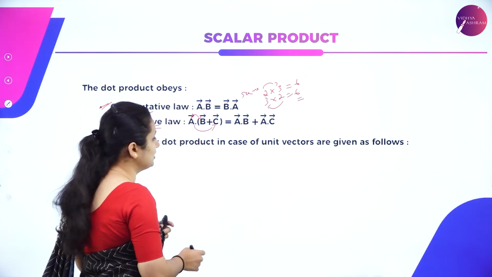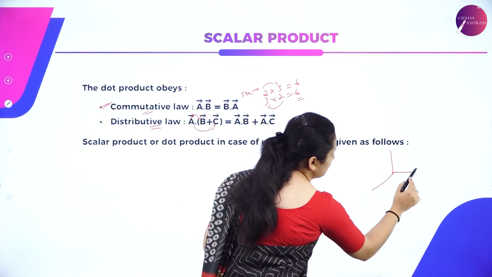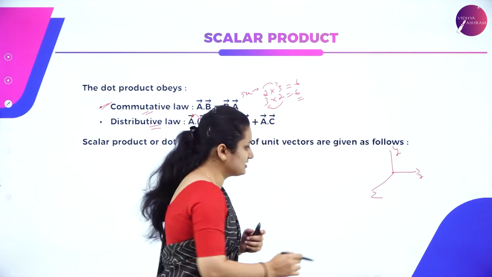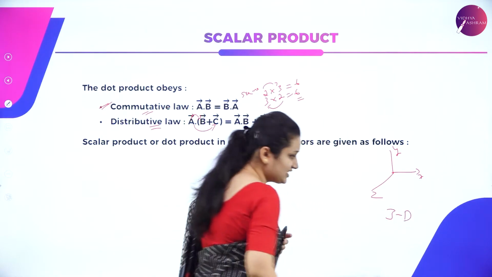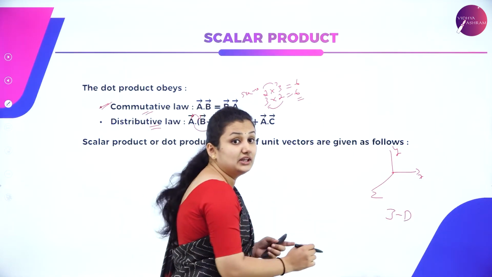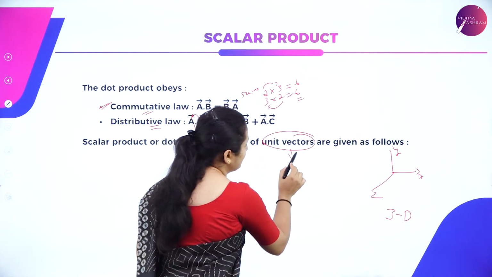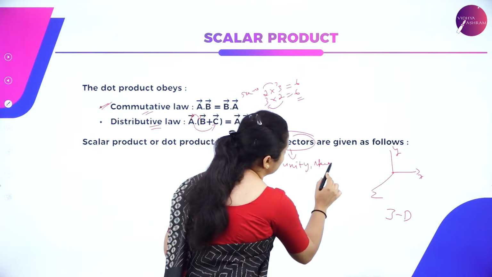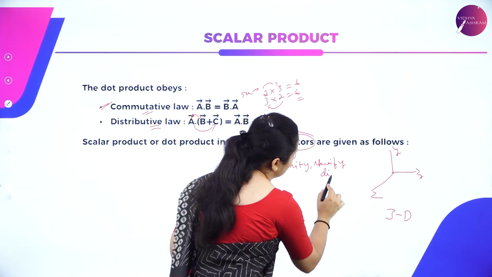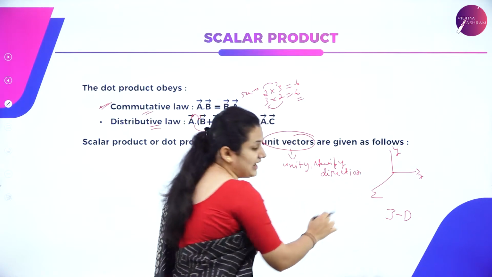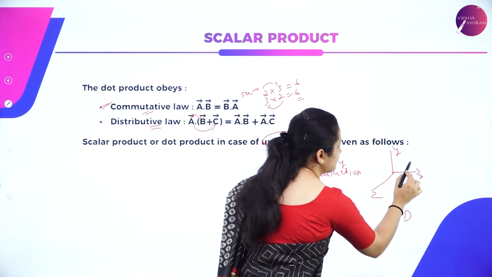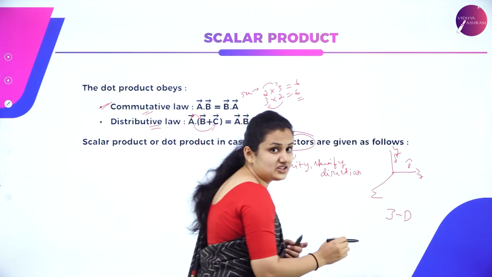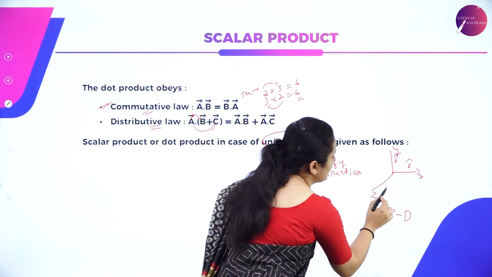Now the scalar product for unit vectors. We know there are 3 axes, that is x, y, z. This is a 3D space. When you have 3 axes, what does a unit vector give? Its magnitude is unity, but it specifies direction. The direction along x is given as i cap, represented by a cap over its head. Along y it is j cap, along the z axis it is k cap.